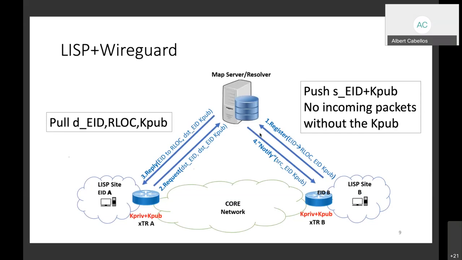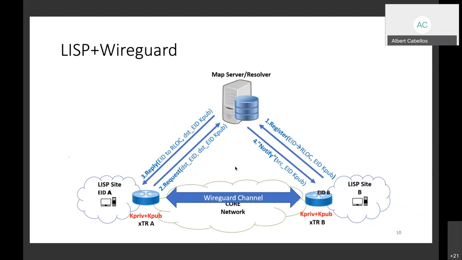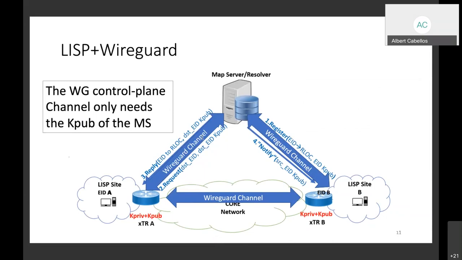But the main difference is the fourth message: now we have introduced a map notify that is sent from the map server to the destination peer, including the public key of the source node, because you cannot receive packets if you don't have the key of the source node. That's why you need to push the public key of the source node to the destination node. Otherwise, the destination node will not be able to receive any packet. Once this is done, the WireGuard channel can be established. And in order to secure the whole thing, it's super simple. We also use a WireGuard channel between the XTRs or mobile nodes and the map server map resolver. With standard WireGuard, you need to pre-configure all the public keys for all the nodes with which you are going to communicate. Now with LISP, you just need to configure the public key of the map server, and through that public key, you will retrieve the public keys of the peers with which you want to communicate.